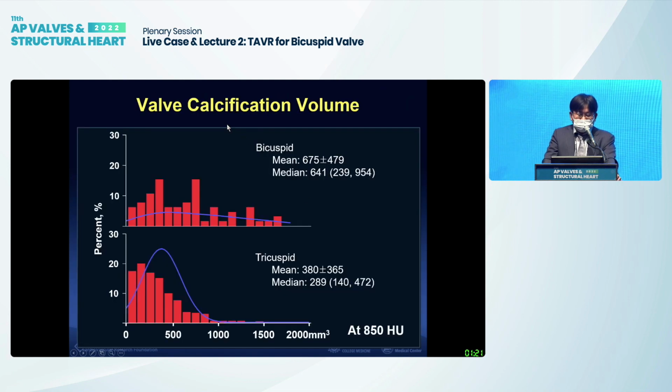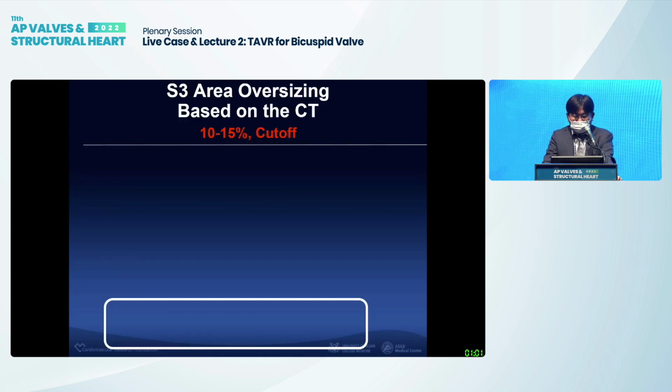The most important thing is the calcification volume in bicuspid aortic valve. In our center, in tricuspid aortic valve, the mean calcium volume is only 400, but in bicuspid aortic valve the mean volume is 600. So basically, bicuspid aortic valve disease has a twofold higher calcification volume compared with tricuspid aortic valve.